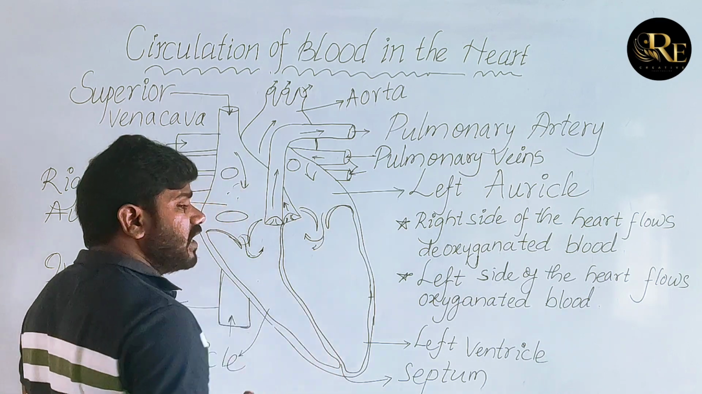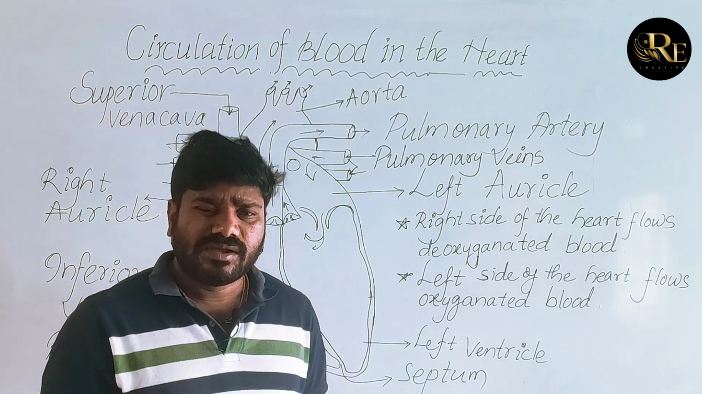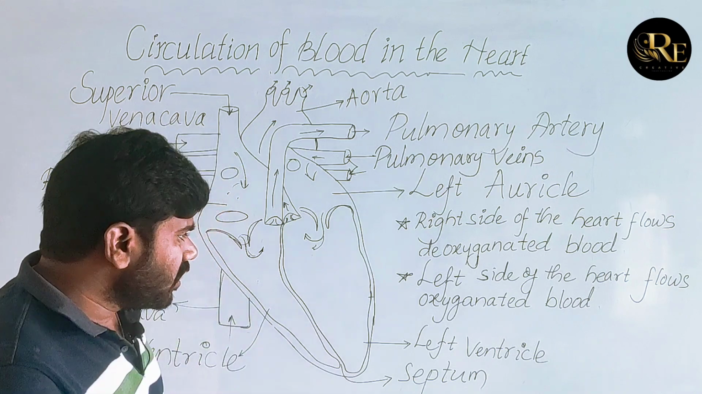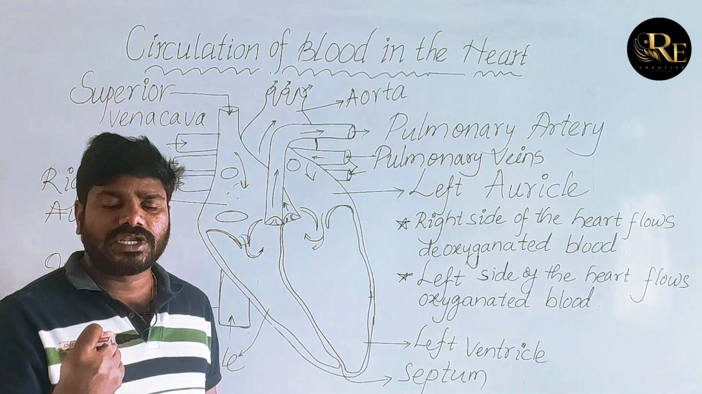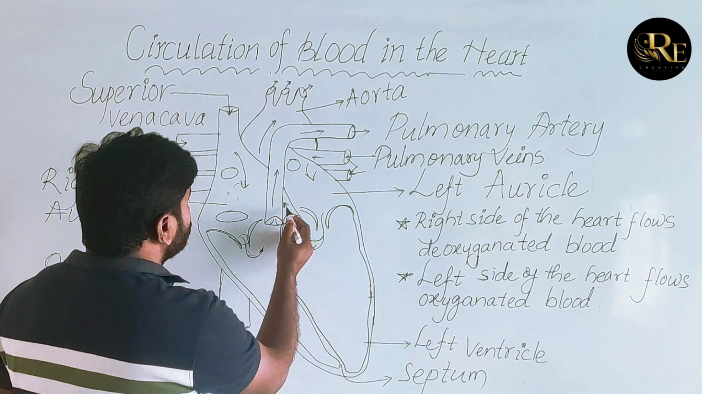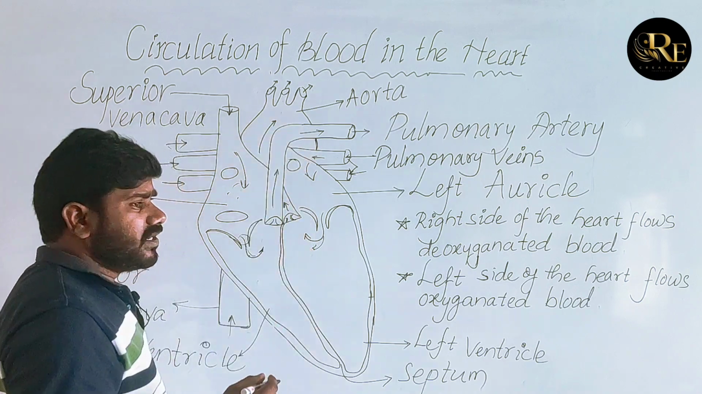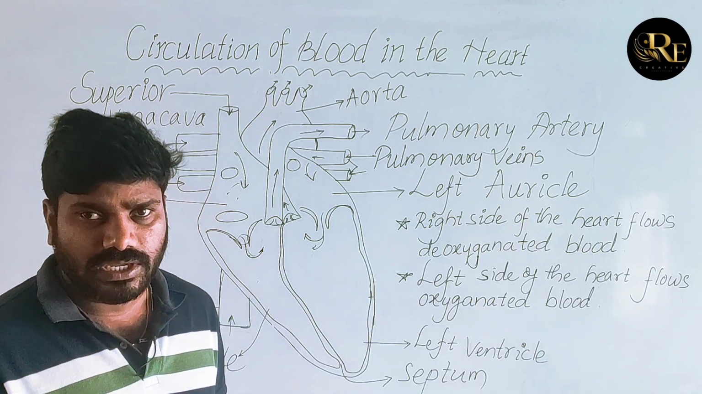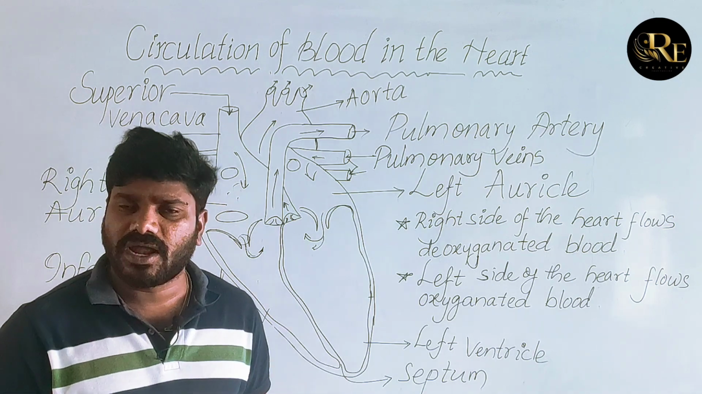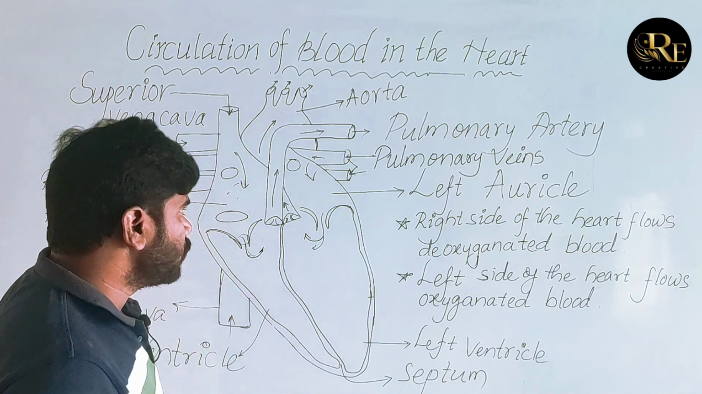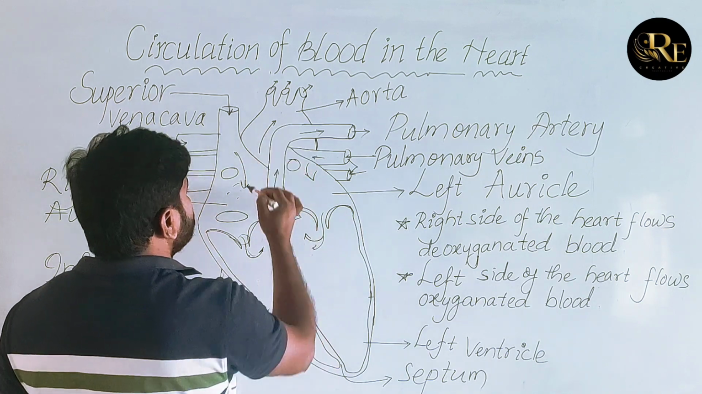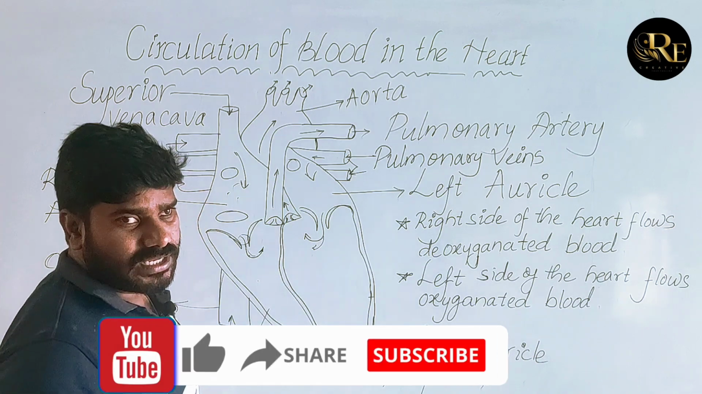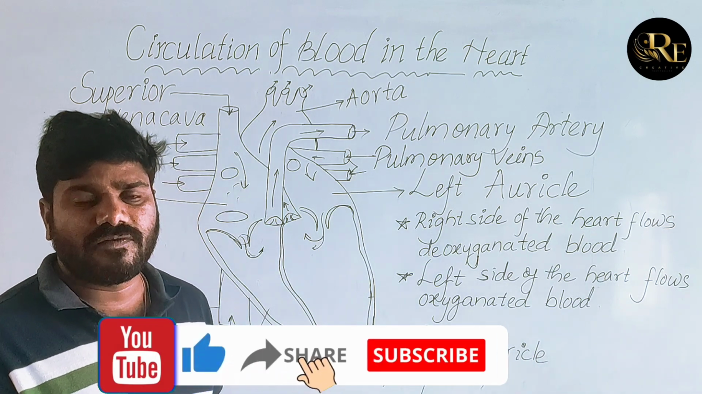When the left ventricle is completely filled with oxygenated blood, it will contract. When it contracts, the blood then enters the aorta. It is a big vessel which is responsible for transporting the oxygenated blood to the different parts of the body tissues. You can see here one more important thing: here also valves are present. These valves prevent the backflow of the blood.